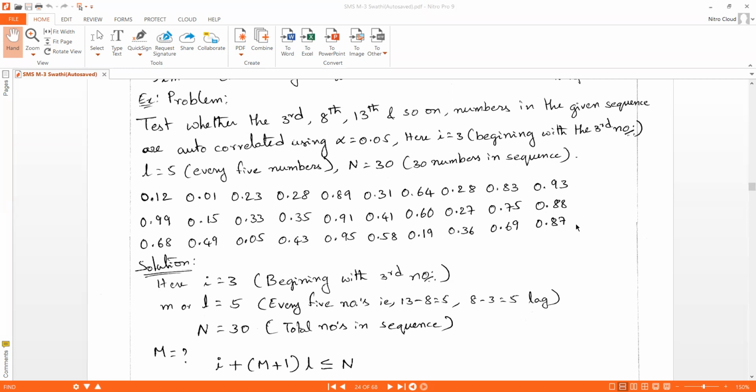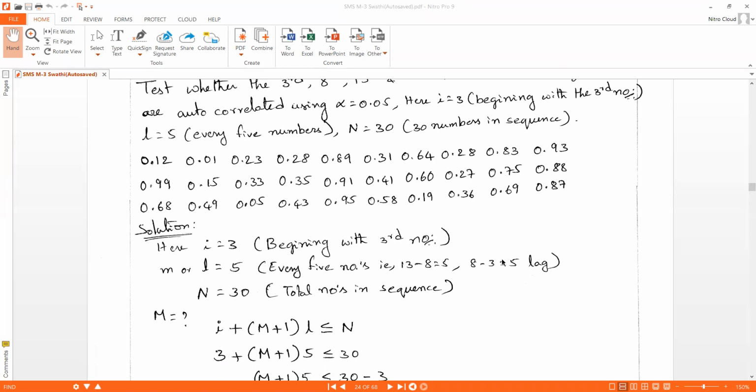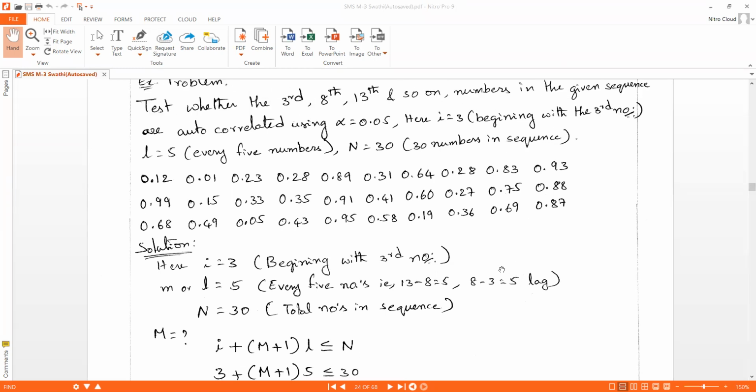We need to test it by using the autocorrelation test. So here in the problem, the I value they gave is I equal to 3, that means it begins with the third number. Next, they have given the L value equal to 5. That means every 5 numbers we need to check whether it is related or not. The L value can also be represented as small m or L. That value is equal to 5, as given in the problem.